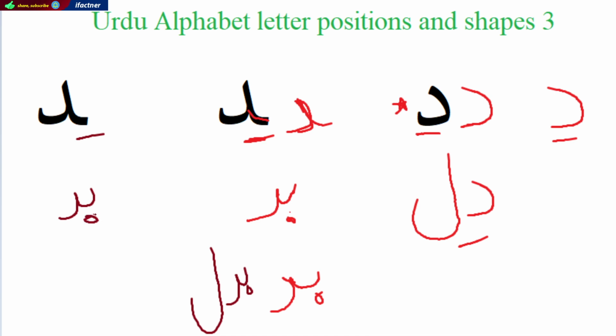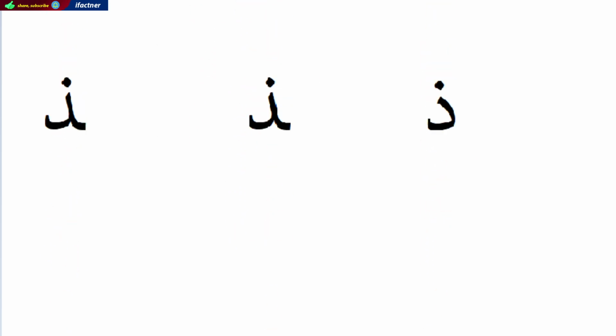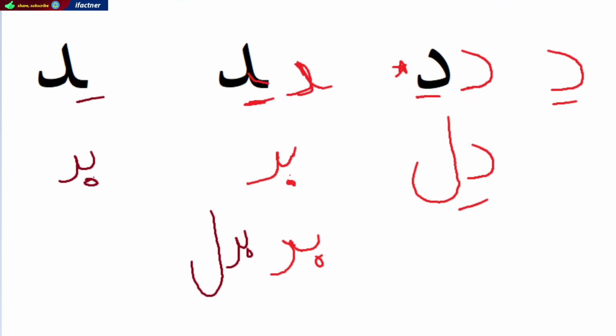Now the good news is that the next 5 or 6 characters are written in the same way. They follow the same rules, but we have to add a dot on them, or make them a little slanting lines, as we will see in a little bit. But dal, dal and zal, you can say that you write them in the same way.